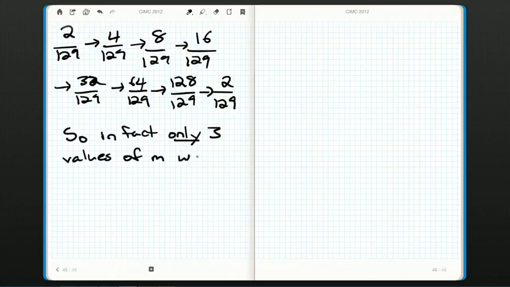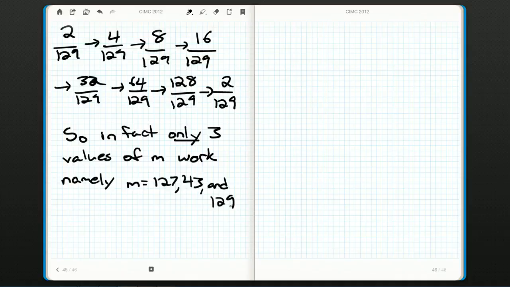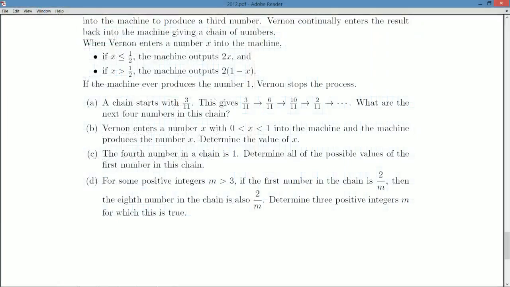So only 3 values of m work, but that's okay. We were only asked for 3. So we had 127, 43, and 129. And if we check, we have a chain of 8. Well, we were able to work out chains of 8. We were able to actually show that these ones work. And we determined 3 positive integers m greater than 3.